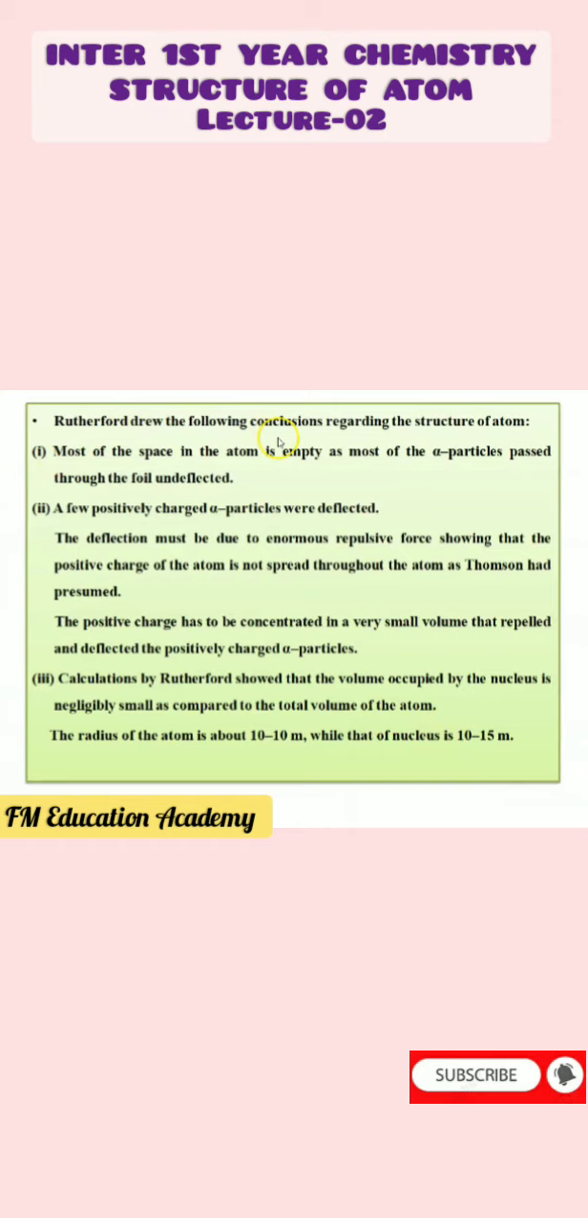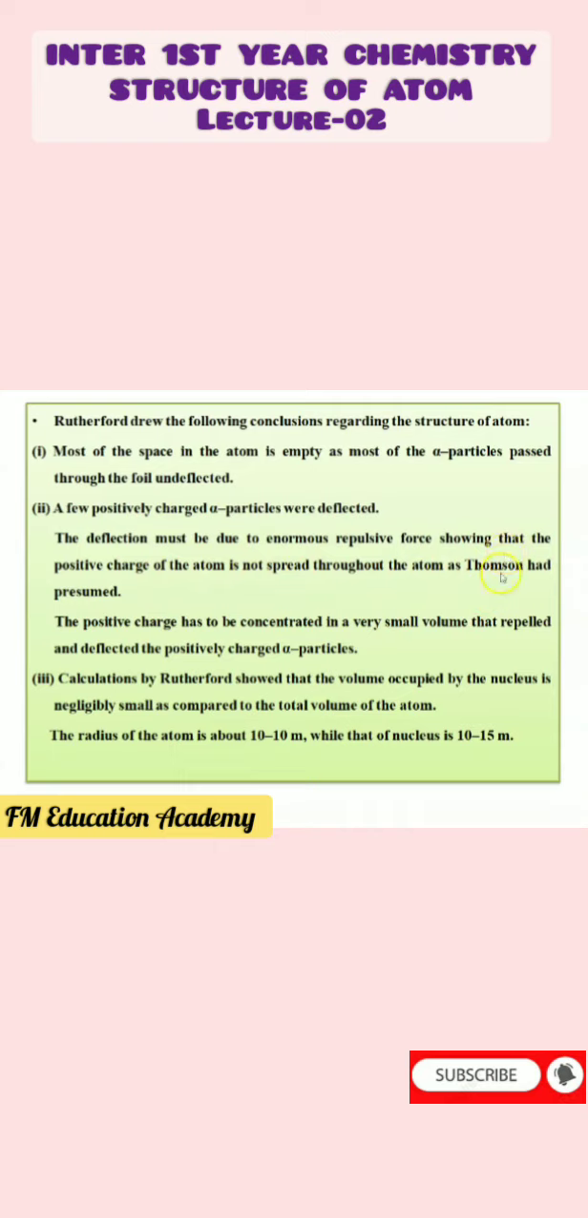So Rutherford drew the following conclusions regarding the structure of the atom. Most of the space in the atom is empty, as most of the alpha particles passed through the foil undeflected. Since the alpha particles pass without any deflection, the space in the atom is empty. He concluded that. And a few positively charged alpha particles were deflected. So the deflection must be due to an enormous repulsive force, showing that the positive charge of the atom is not spread throughout the atom as Thomson had presumed.